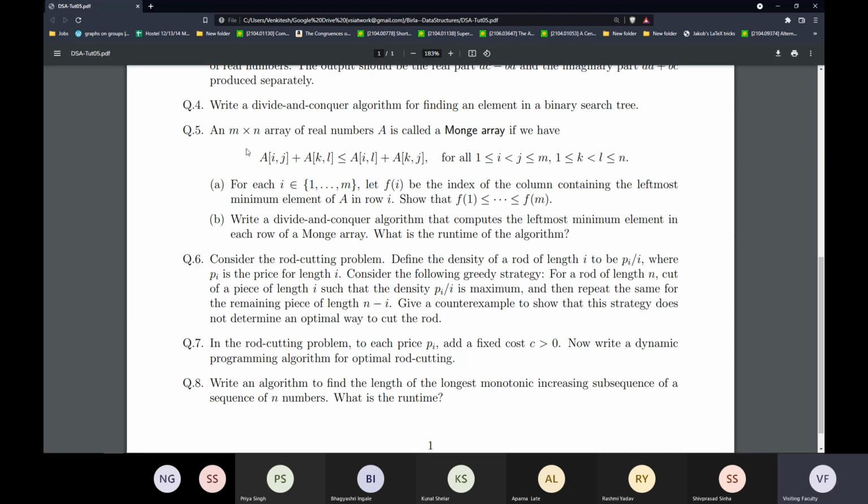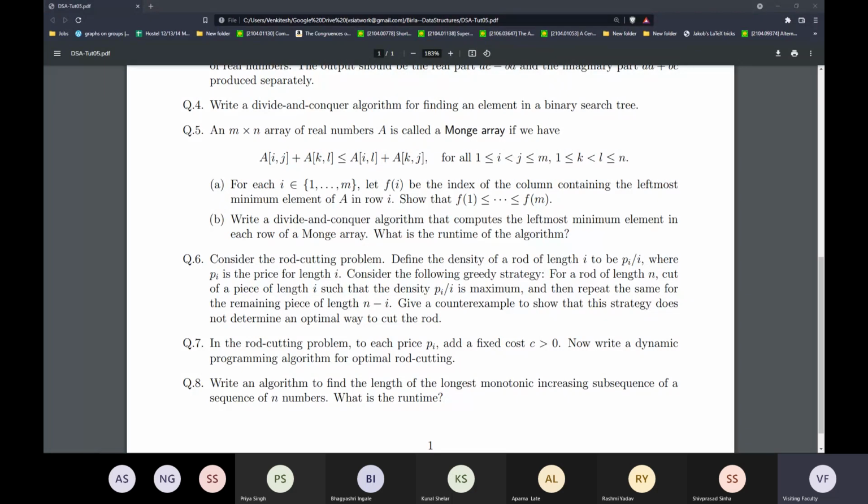So there are 2 indices, right? One for rows and one for columns. a_ij plus a_kl is at most a_il plus a_kj. That is the definition. We'll see soon what the meaning is. If this condition is satisfied for all i, j, k, l, then we say that this is a Monge array. And we are supposed to find out a certain thing about Monge arrays.